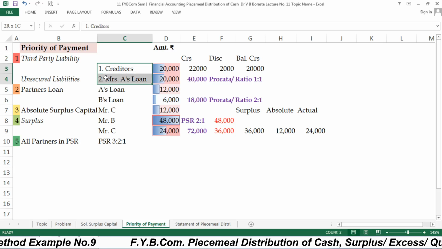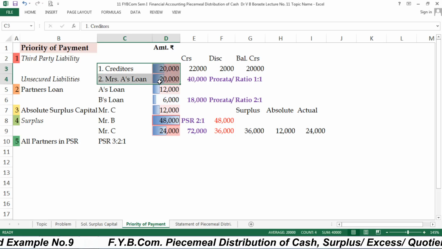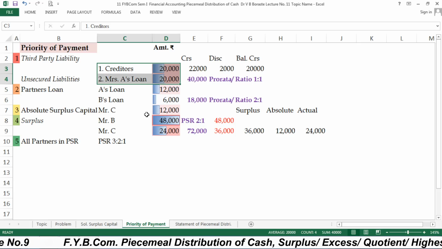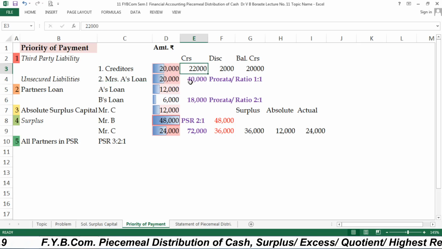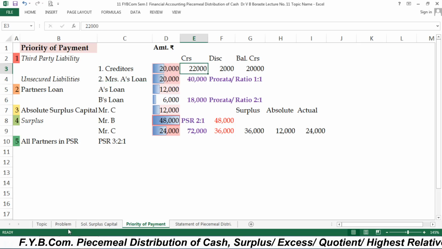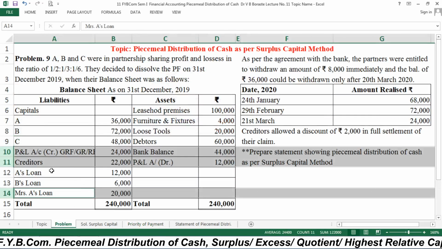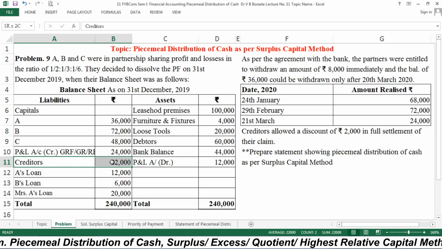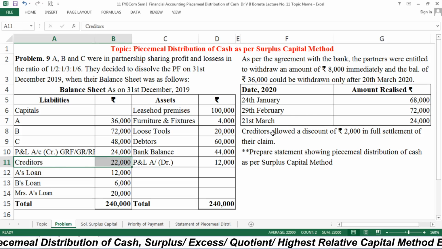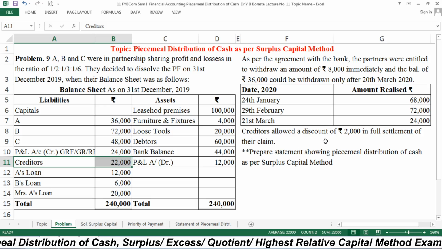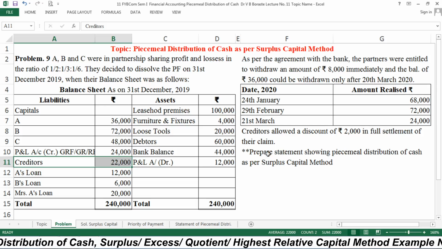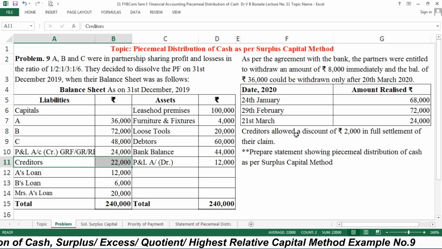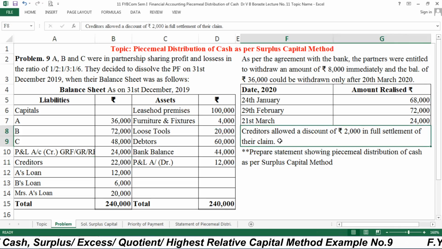Okay, here in third party liability there are only two liabilities, creditors and Mrs. A's loan. That is 20,000 creditors and 20,000 Mrs. A's loan. As I earlier mentioned, the amount of creditors given on the liability side is 22,000. But here one sentence is given: creditors allowed a discount of rupees 2,000 in full settlement of their claim.